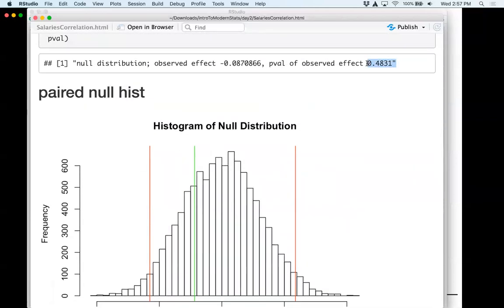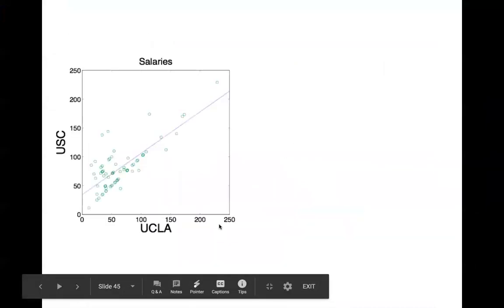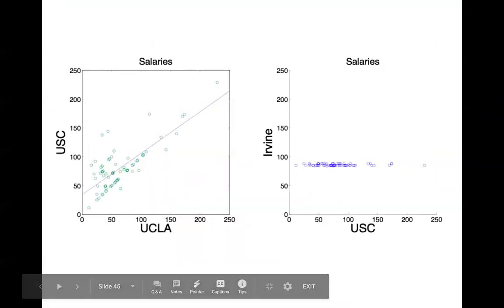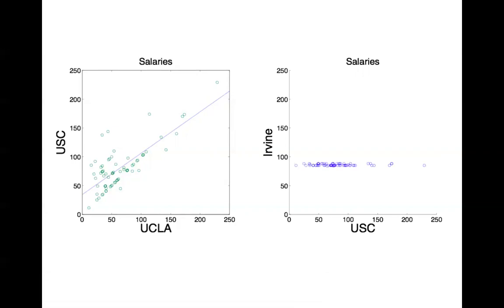It was 0.43. So the correlation between Irvine and UCLA salaries was not significantly different from chance, as we can see here. And if you just look at the raw size of it, it was tiny. 0.08, it basically wasn't even real. Probably just 0. So what happened? How come my answers were so different? Here's the answer. Can we see with our eyeballs, there's no correlation between the two.